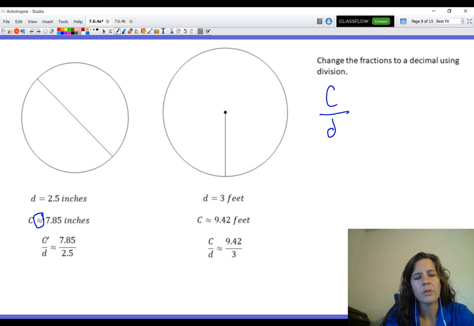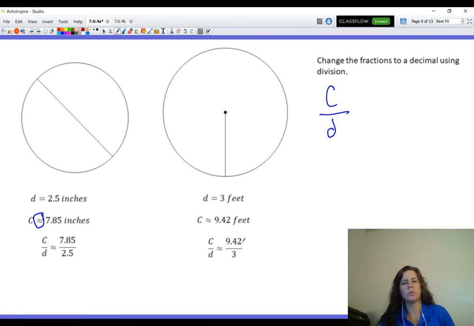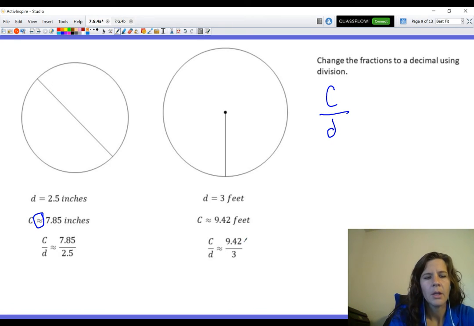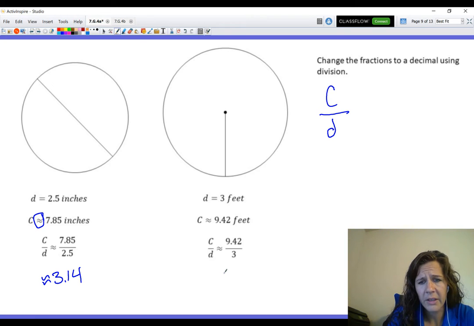So we have the circumference is about 7.85 and the diameter is 2.5. Here the circumference is about 9.42 and the diameter is 3. Okay, so when we divide this 7.85 divided by 2.5, we end up with 3.14. Remember, it's approximate. And when we divide this one, 9.42 divided by 3, we also end up with about 3.14.